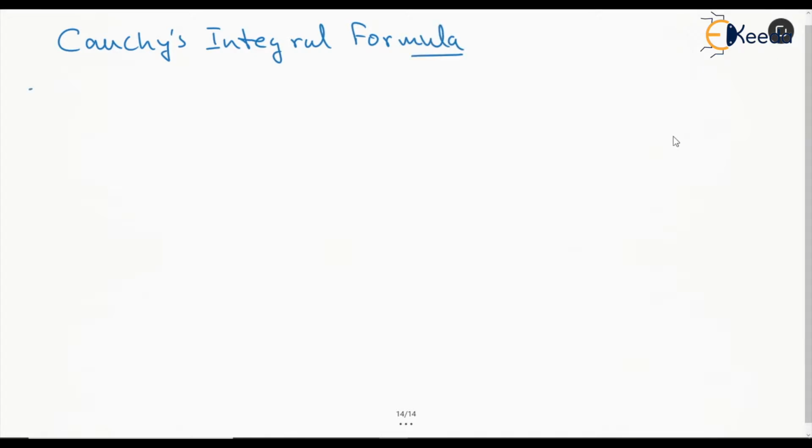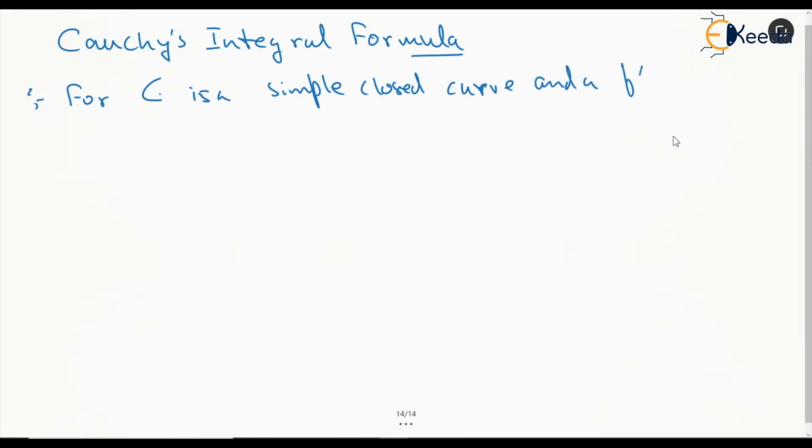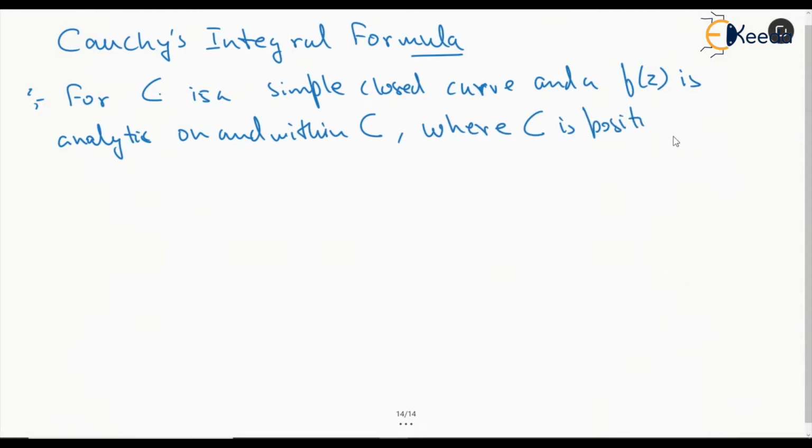So it says, let's say C is a simple closed curve and a function f of z is analytic on and within C, where C is positively oriented. So positively oriented is counterclockwise. Positively oriented, counterclockwise.